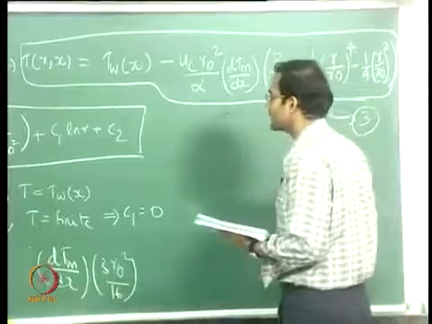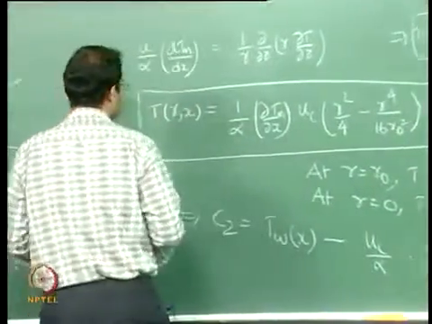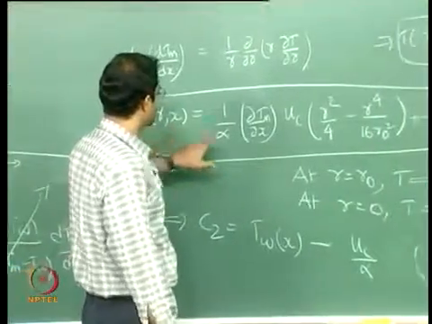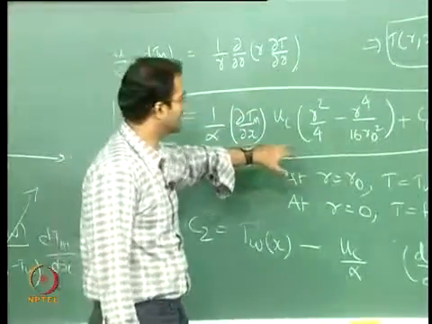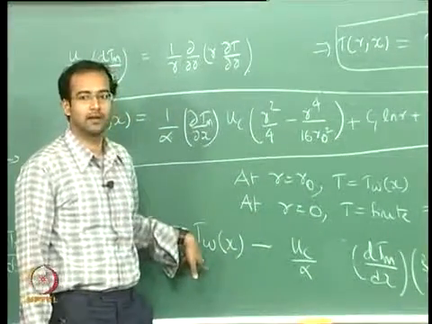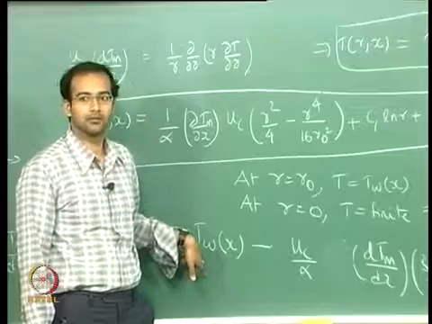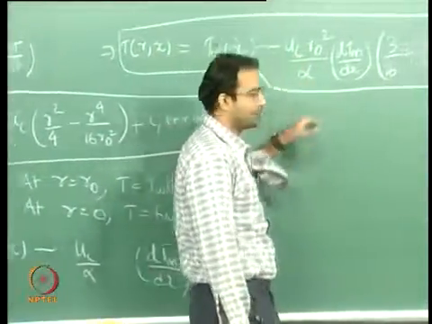So therefore you can see at this stage it appeared like T is a function of only r, because your dTm by dx was constant, but once you calculated this constant C2, now it is a function of x through T wall. Therefore the final expression for T is a function of both r and x.